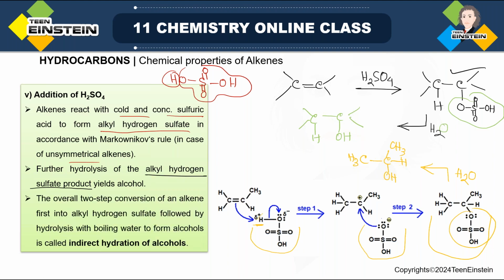So this is an overall two-step conversion of an alkene, first into alkyl hydrogen sulfate, followed by hydrolysis with boiling water, ultimately forming alcohol. And this method is indirect hydration of alkenes. Why indirect? Because we are not directly adding water. First we have formed alkyl hydrogen sulfate, and then we are doing boiling water hydrolysis. Okay, so this is indirect hydration of alkenes.